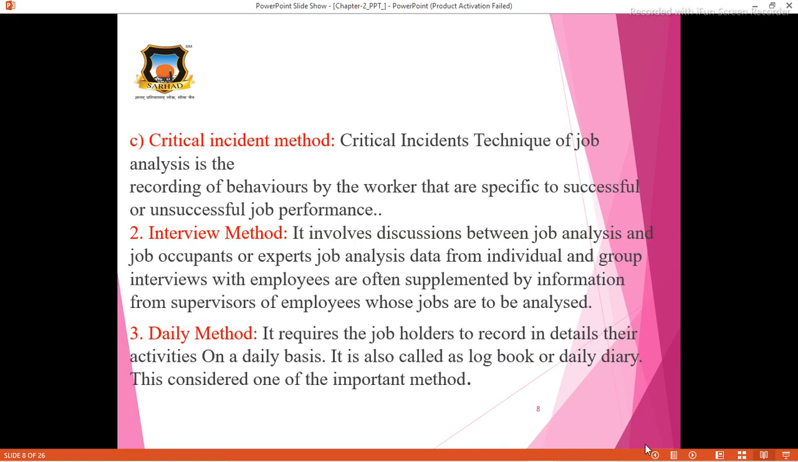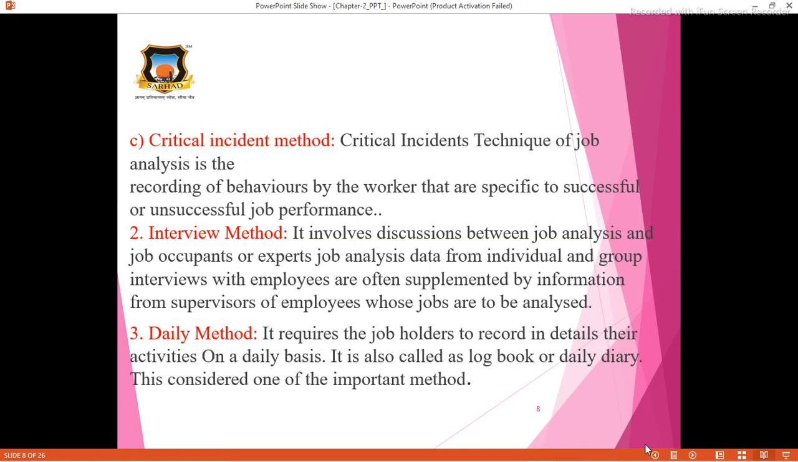The second method is the interview method. It involves the discussion between a job analyst and a job occupant or the experts. Job analysis data from individual and group interviews with employees are often supplemented by information from supervisors of employees whose jobs are to be analyzed.